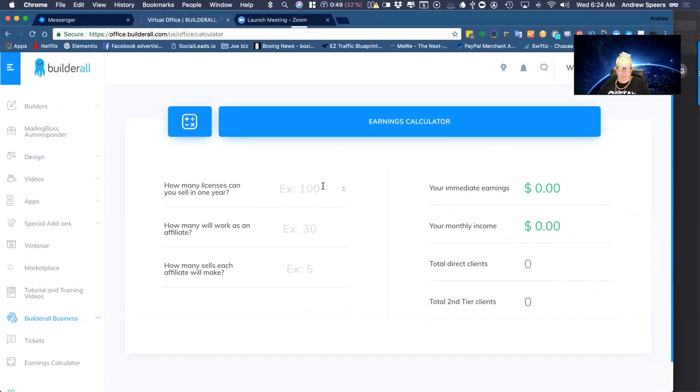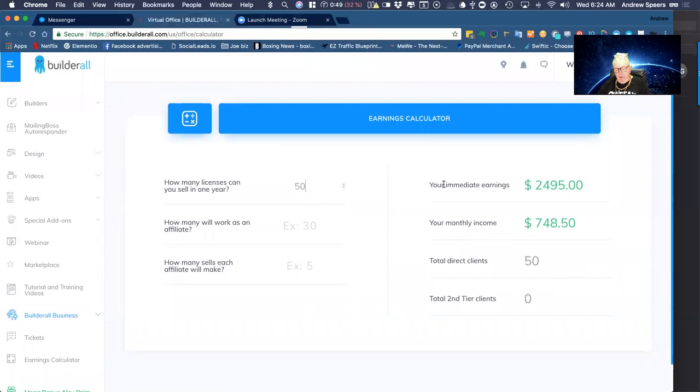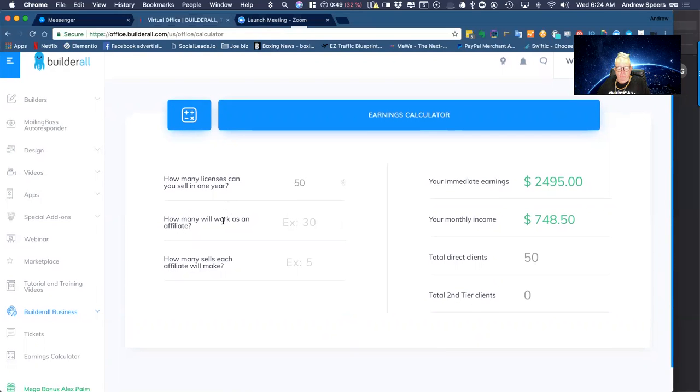I mean, would you expect you could possibly sell one a week? So how many in a year? Well, if you do one a week, there's 50. So 50 times $49.95, that's what you've earned. And this is your monthly income from the sale of those licenses.